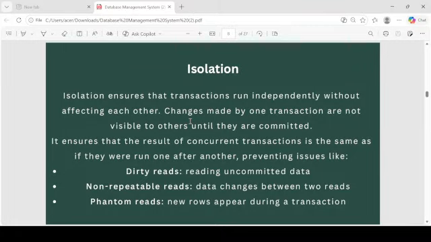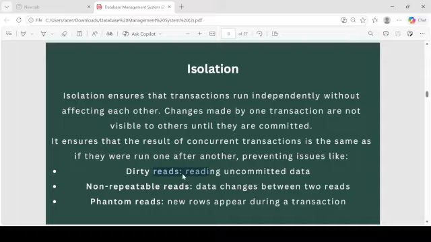The next property will be isolation in ACID properties. Isolation ensures that transactions run independently without affecting each other. Changes made by one transaction are not visible to others until they are committed. It ensures that the result of concurrent transactions is the same as if they were run one after another, preventing issues which may occur.